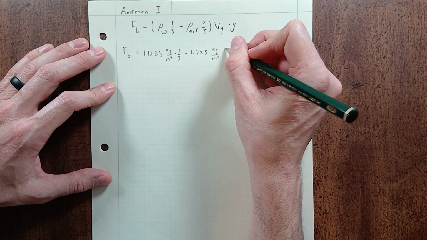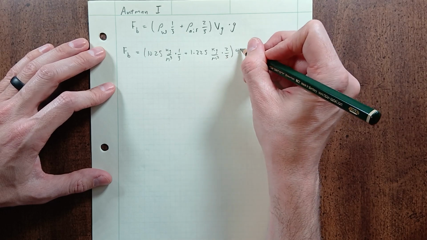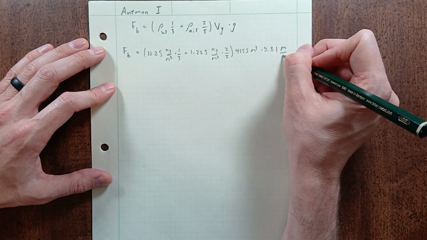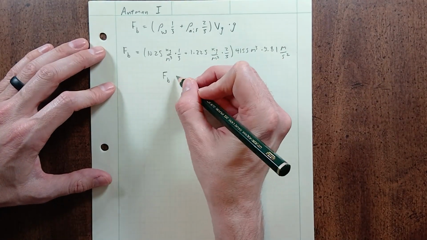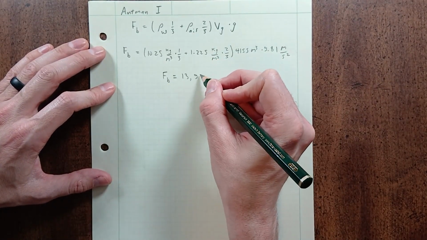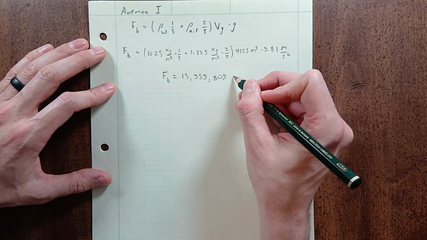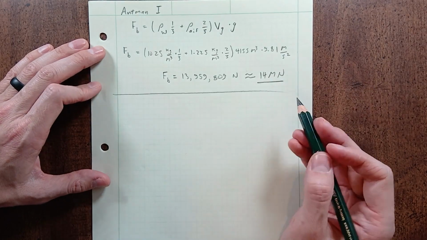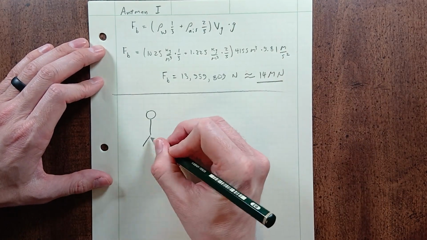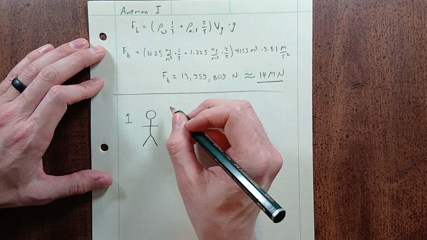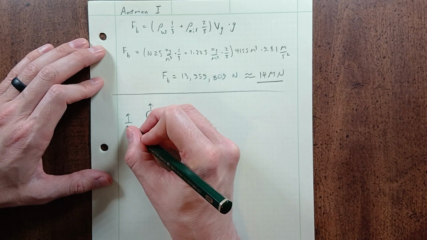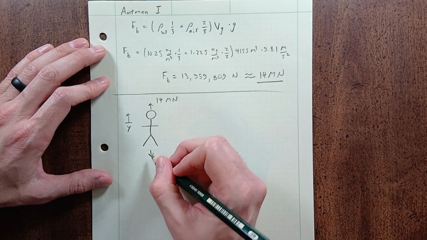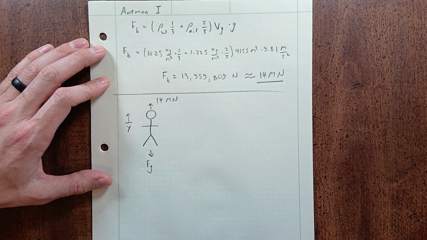The density expression is multiplied by volume and then multiplied by gravity, 9.81 meters per second squared. This comes out to be about 14 meganewtons. Back to our free body diagram, we'll sum the forces in the y direction. We have 14 meganewtons going up and 890 going down.